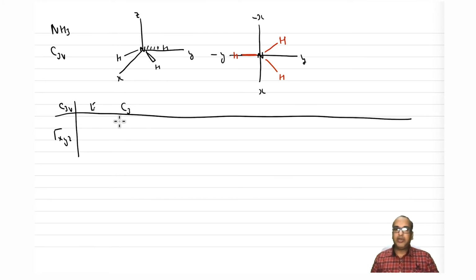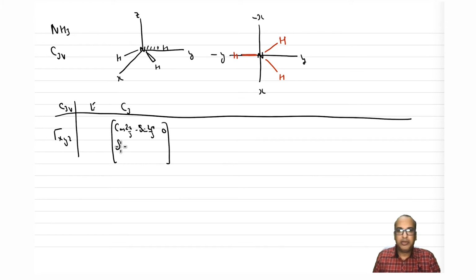So C3 in this case will still be okay because C3 is lying along the Z axis, right? So C3 will still go with the same formula, just that the angle will change. So in this case it will be 2 pi by 3. So cos 2 pi by 3, minus sine 2 pi by 3, 0, sine 2 pi by 3, cos 2 pi by 3, 0, and you can see this will be 1 by root 2, minus root 3 by 2, 0, root 3 by 2, 1 by root 2, 0, 0, 0, 1, right?